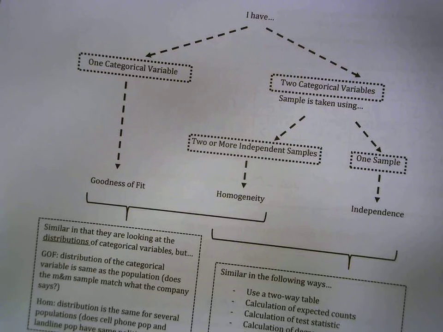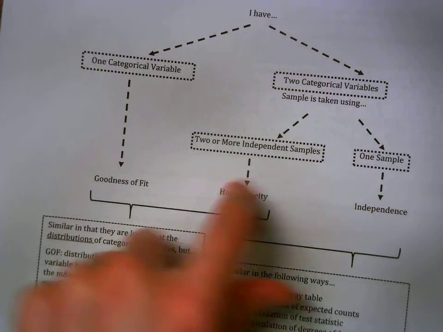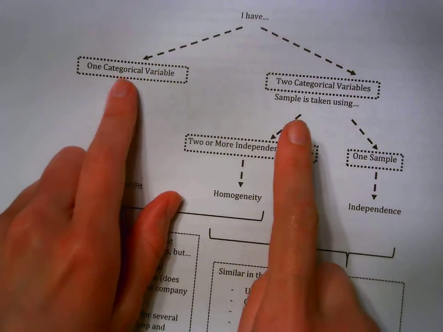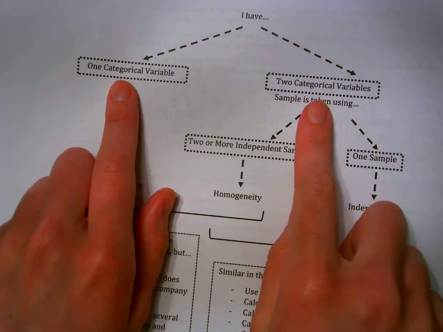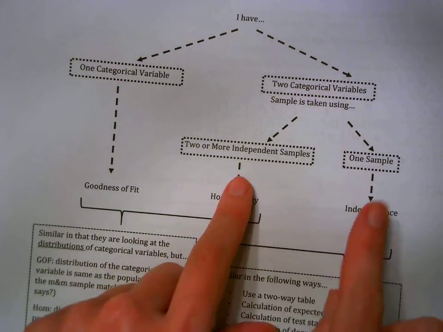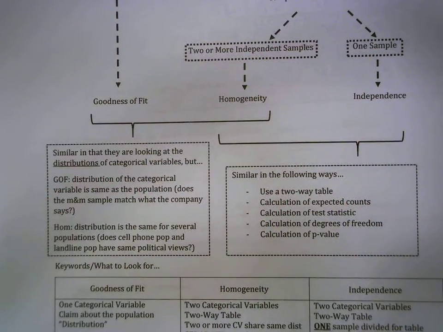But this is really it. So this last page is just a flow chart to help you decide what test you're going to do between goodness of fit, homogeneity, and independence. You're going to start off asking, is it one categorical variable, just a table, or is it a 2-way table? That's 2 categorical variables. And then from here you would look at is it one sample or more than one sample, and then there's some keywords. You can look through that.